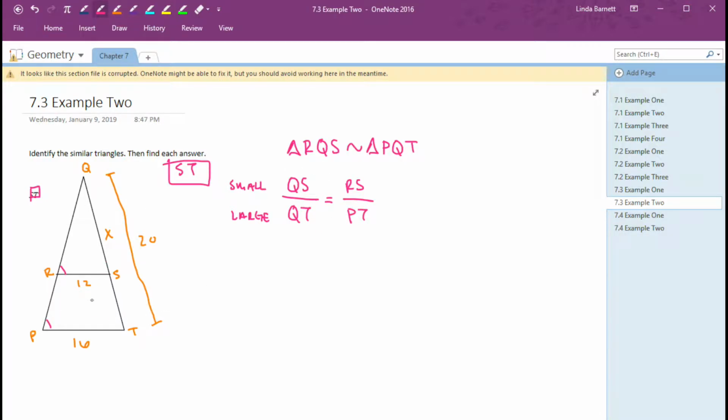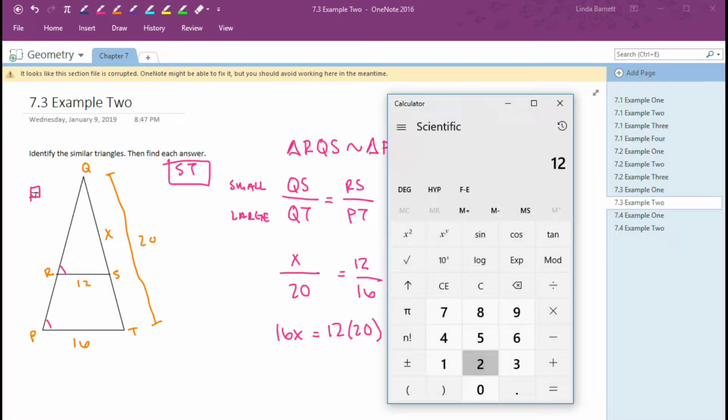Now I'm just going to substitute in the values that I know. QS is equal to X. QT is equal to 20. RS is equal to 12. And PT is equal to 16. To solve for this, I can cross multiply and solve. So I'm going to get X times 16, which is 16X, is equal to 12 times 20. I'm pretty sure 12 times 20 is 240, but let's just make sure. 12 times 20 is 240.